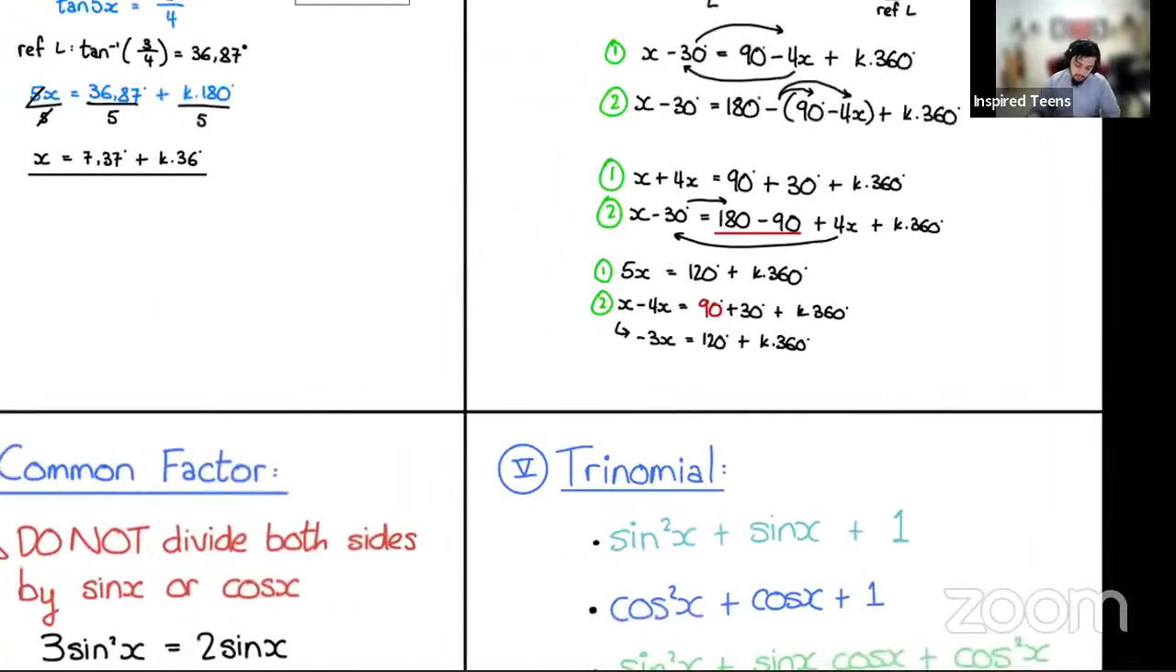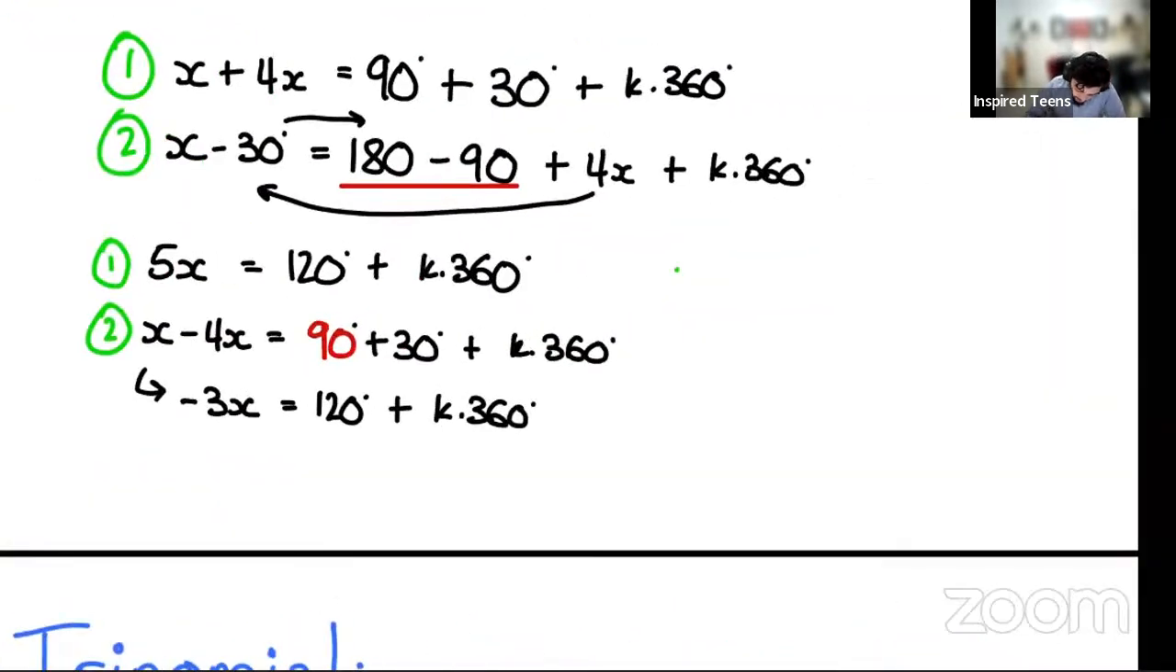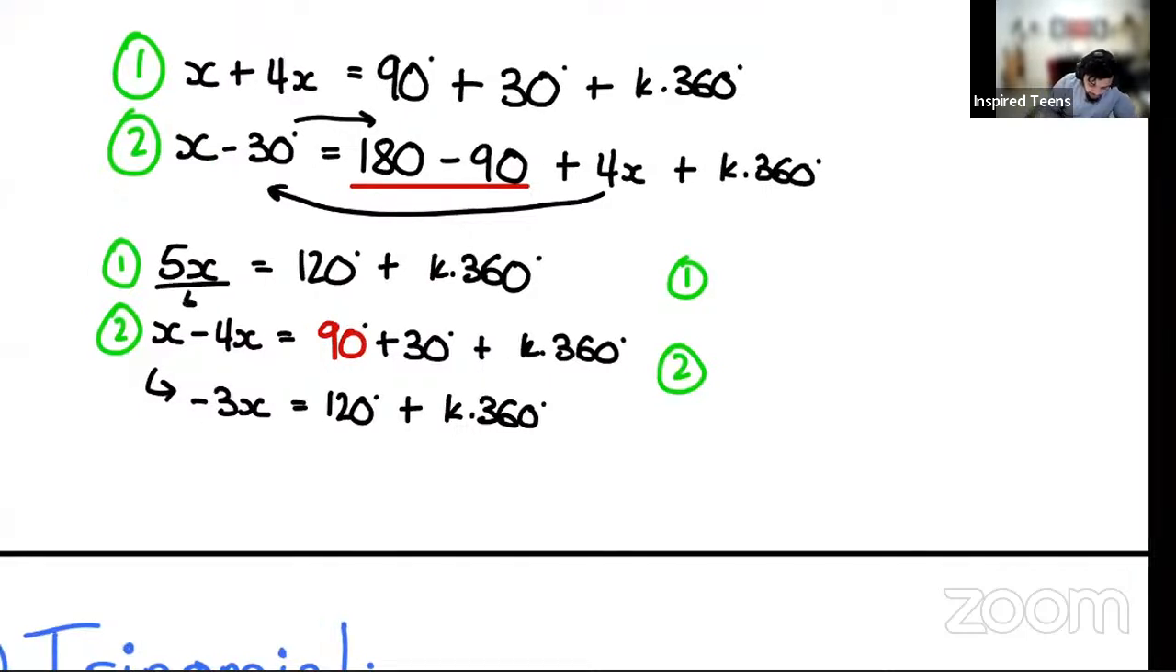Now I simplify both of them to their final state for number 1 and number 2. So how do I simplify this one? By dividing both sides by 5.